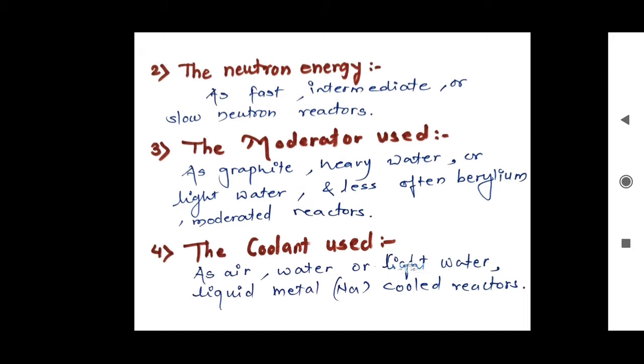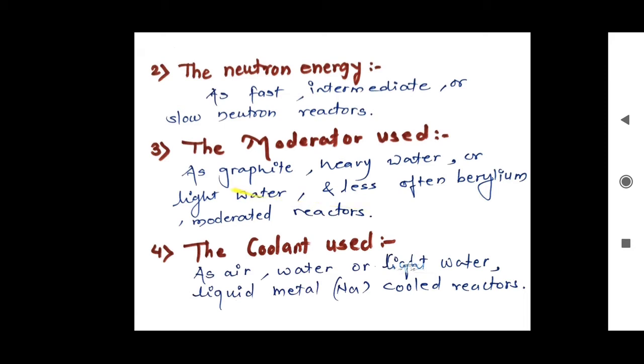Depending upon the moderator material like graphite, heavy water, or light water, the reactors are classified. The moderator materials are useful for the conversion of fast neutrons into slow neutrons. The fourth type is coolant use. Reactors are classified on the basis of the coolant material used, such as air, water or light water, and liquid metal like sodium, which are used for keeping the reactor cool or for the extraction of energy. The moderator and coolant materials are very helpful for nuclear reactors because they reduce the chances of explosion and control overheating.